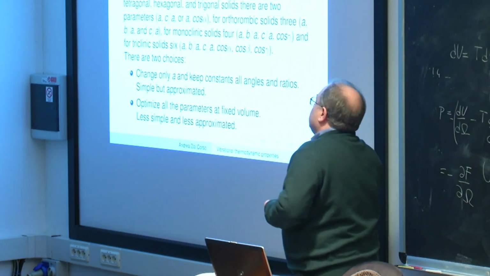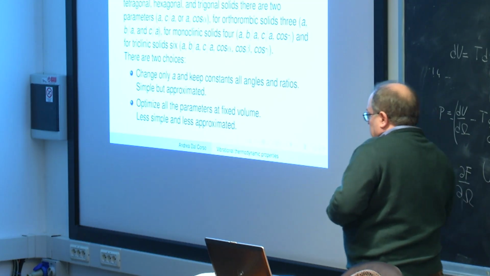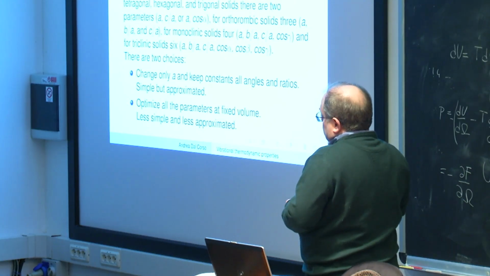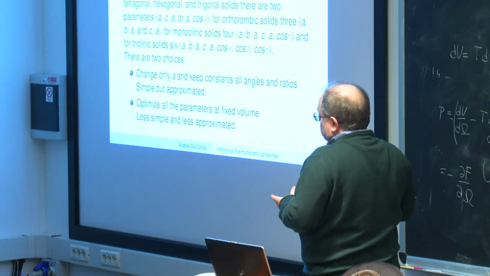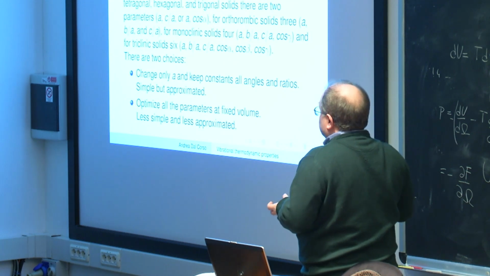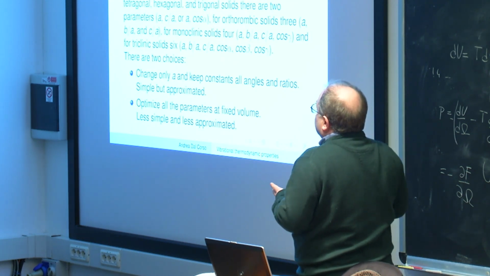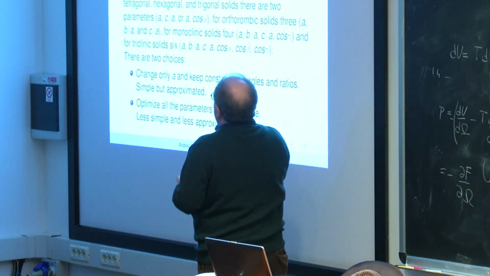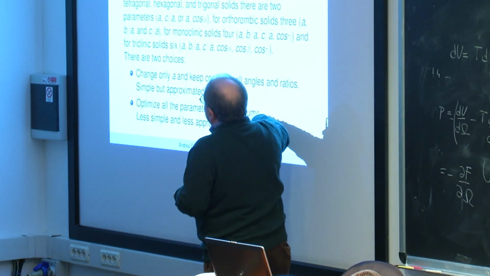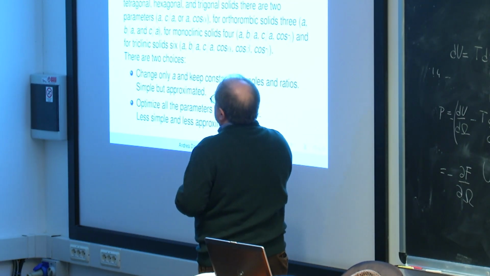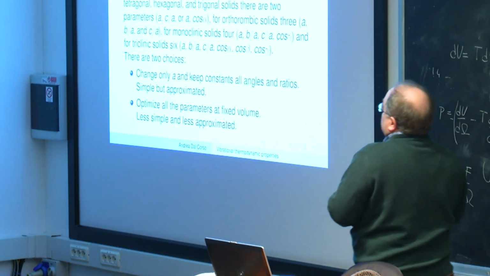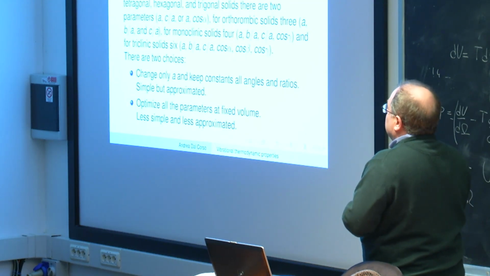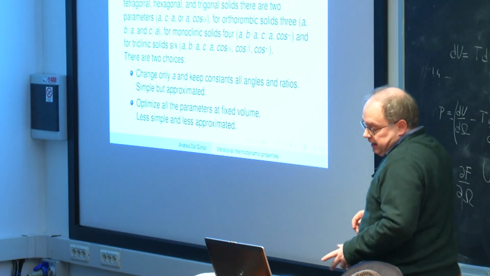And so when you calculate this quantity as a function of volume, you have to say what you do for the different parameters. You can change the A parameter and keep the ratios and the angles constant. This is an approximate way. Or you can fix the volume and optimize all the other parameters. The correct way to do this thermodynamics would be to make a more general free energy scheme that contains stress and strain. I will stop here.